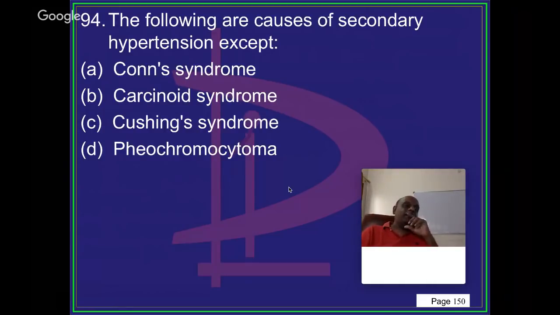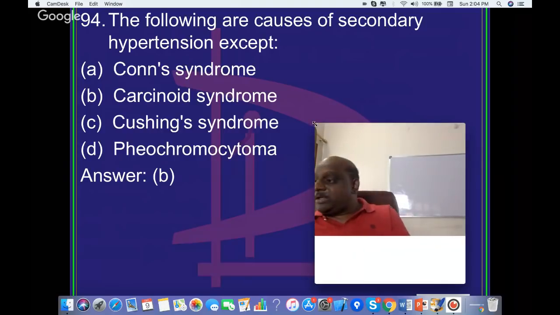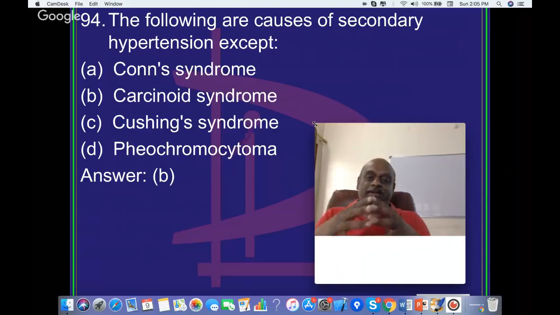Secondary hypertension kaha hota hai? Obviously, Conn syndrome mein hota hai, Cushing's mein hota hai, pheo mein hota hai, not in carcinoid. This is an absolutely biscuit question, easy to answer. And if you answered even this question wrong, no, Ravi. Ravi should be careful. Cushing, come on, Ravi.